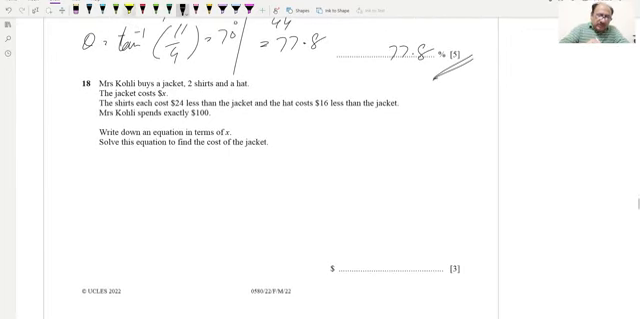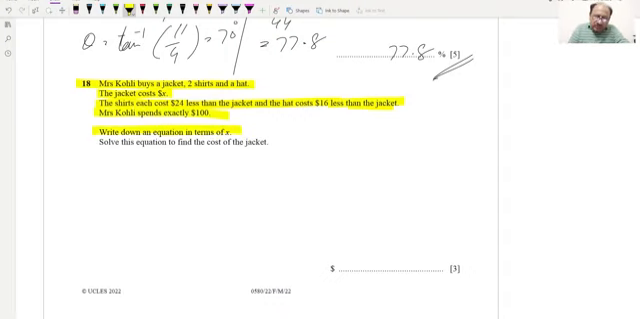Now question number 18. Question number 18 is this one. Mrs. Kohli buys a jacket, 2 shirts and a hat. The jacket costs this much. Check the word shirts, both shirts, it means both shirts. The shirts each cost 24 less than the jacket, and the hat costs 16 less than the jacket. So Mrs. Kohli spends exactly 100.